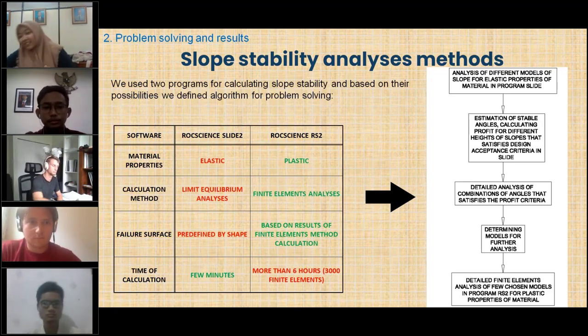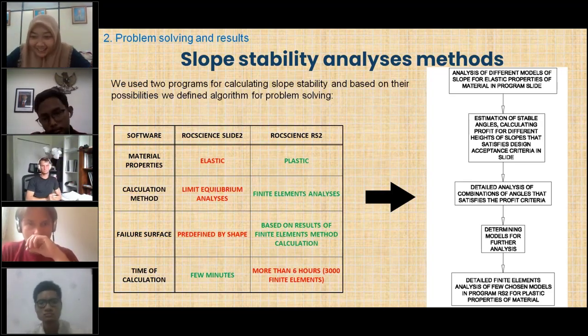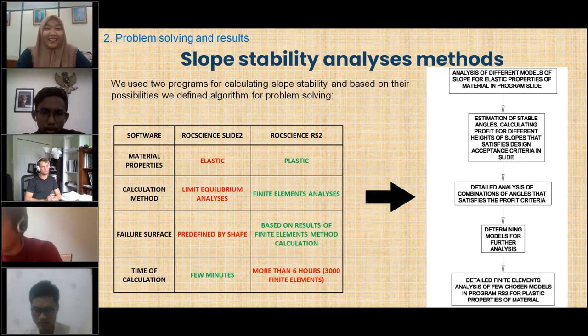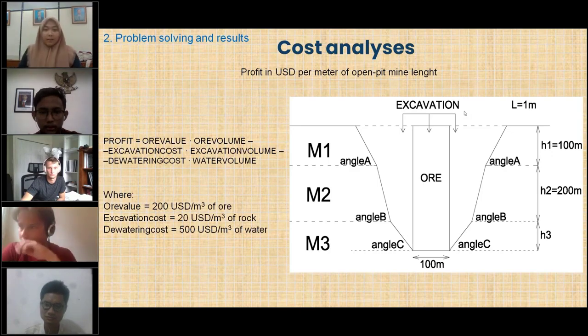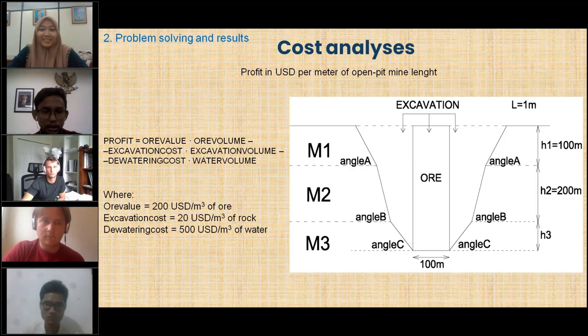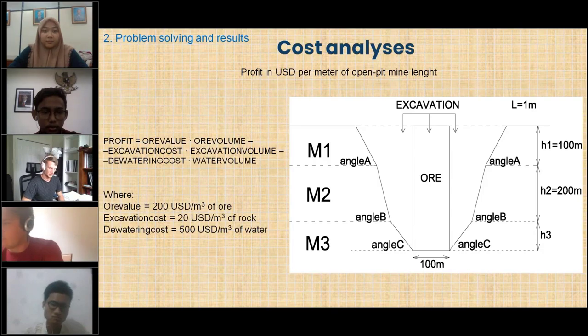The results of analysis in Slide 2 gave us the range of values for angles and depths that we used for analysis using the RS2 program, and by that we spent much less time than we could have spent using only RS2 for calculations. Based on this, we defined an algorithm for further analysis. Cost analysis aimed to determine comparative profit in United States dollars per meter length of an open pit mine. It was simple, and in this slide you can see the model for calculation and how we defined profit.